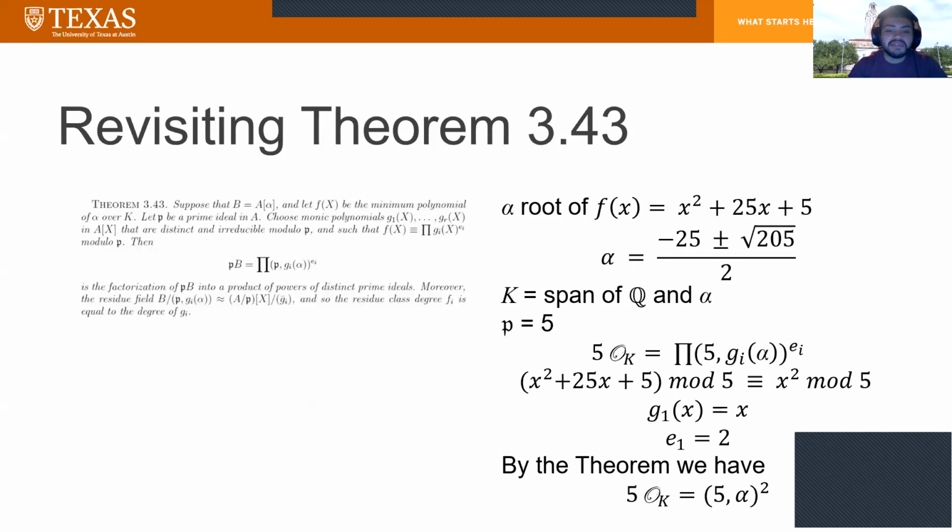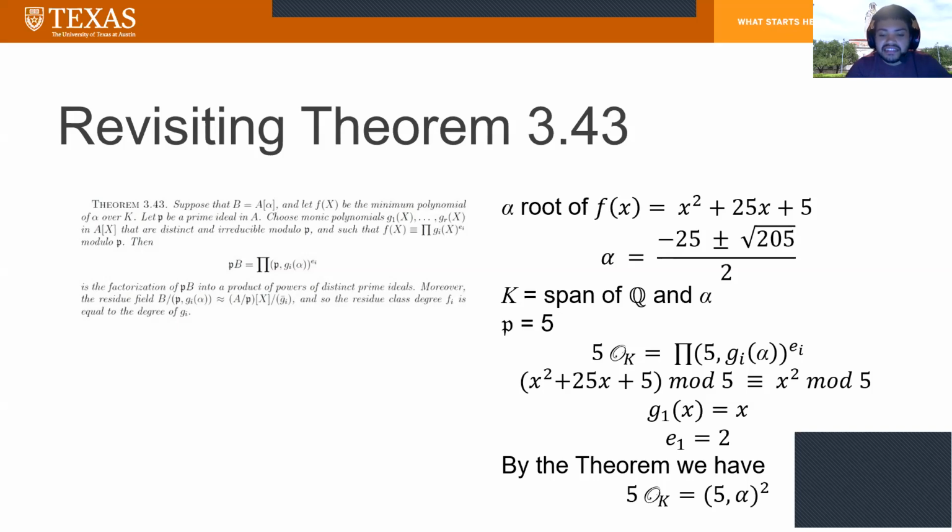Now we're going to revisit 3.43 with an example, and this is to better understand how 3.43 works. So let alpha be a root of f(x), where f(x) is equal to x^2 + 25x + 5. I hope you guys know the quadratic formula, where alpha is equal to the following. K is equal to Q(alpha), and p is equal to 5. 5O_K is equal to the product of the ideals (5, gi(alpha))^ei.